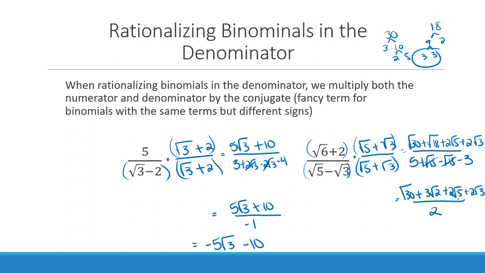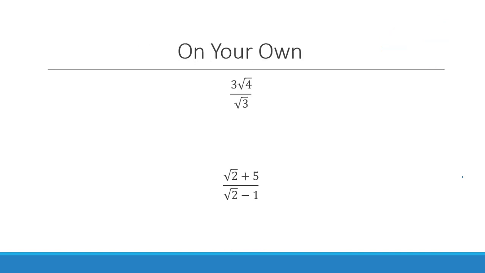Now can I put anything together? The answer would be no, because they all don't have the same radical, but this would be my simplified answer. So I want you to try 2 on your own where you're having to rationalize the denominator, and when you're ready, hit play to check your answer.